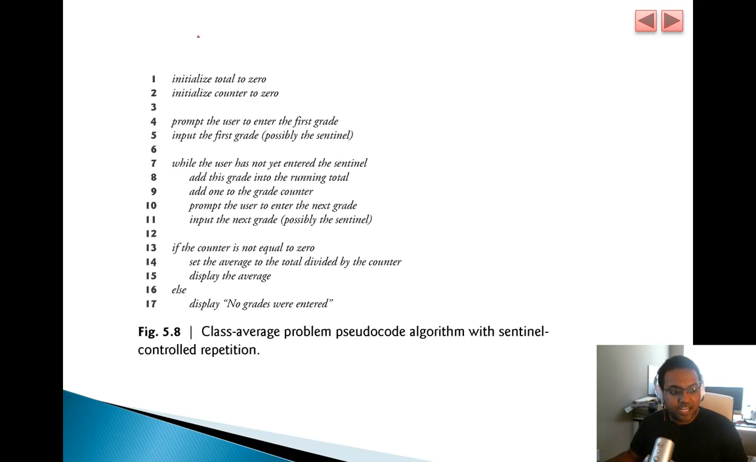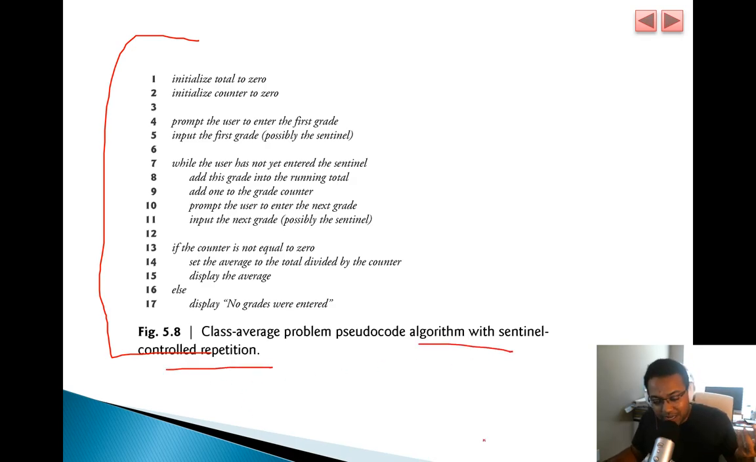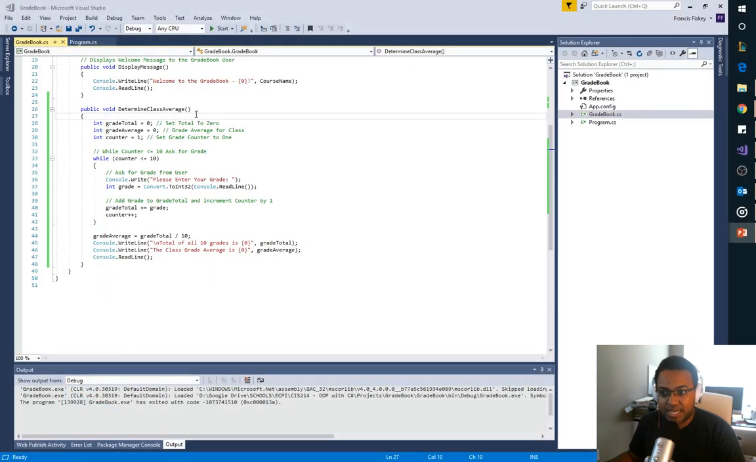So here's the actual class average problem pseudocode algorithm with a sentinel controlled repetition. So as always, I like to try to do it before we see the actual answer, because I don't really know what the answer looks like. This is a 100-slide PowerPoint, so let's see what we can do. So we have the class average. Initialize the total to 0, check. Initialize the counter to 0. Not done. Check. While the user has not entered the sentinel.